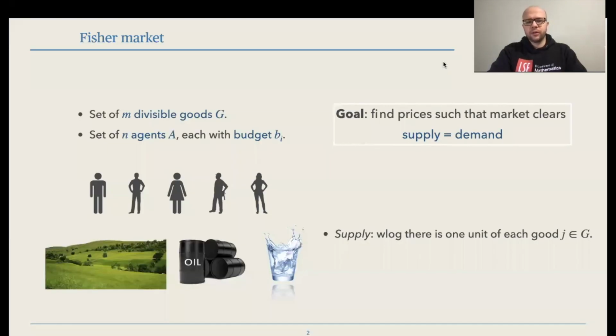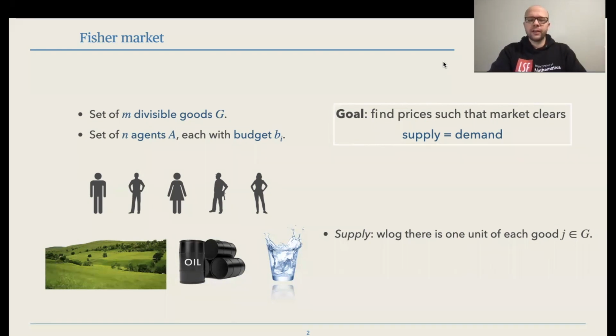So what is a Fisher market? A Fisher market is a set of m divisible goods G and a set of n agents A. Each of these agents comes equipped with a budget b_i to the market. So this is what the market is.